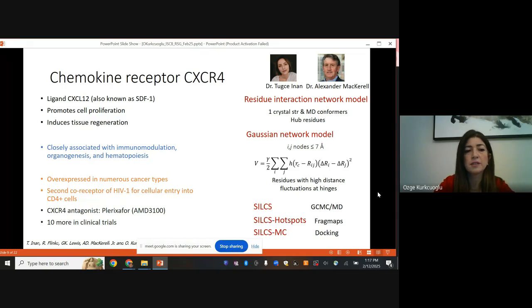So for CXCR4, we thought that this receptor may also accommodate intramembrane binding sites, as observed for many other GPCRs available in the GPCR database and Protein Data Bank. This part of the study is published in the Journal of Physical Chemistry B, and we employed, along with the residue interaction network model, the Gaussian network model to find hub residues, and then we employed SILCS technology to assess the druggability of the predicted regions.